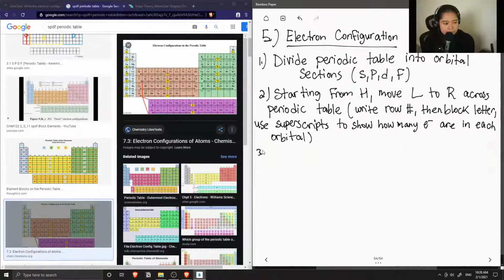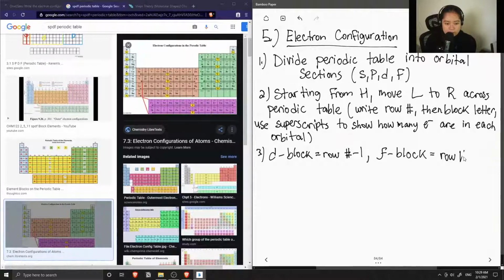And then another step I'm going to add is when we get to the D block, instead of writing just the row number, we would write the row number -1. And for the F block, we would write the row number -2.